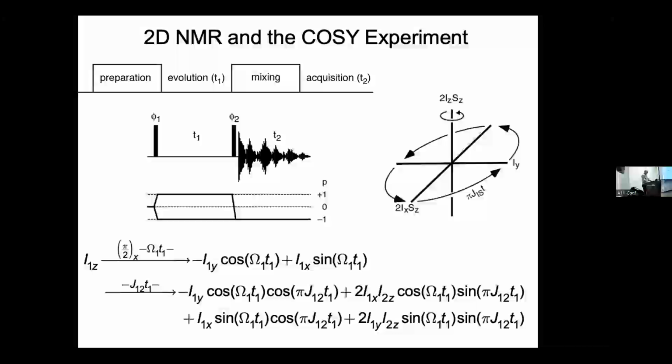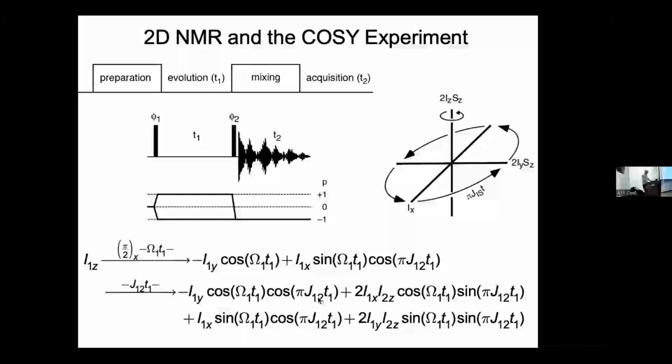IY will rotate towards the back here and give minus 2IXSZ. And then there's another picture for the evolution of the IX term. That picture is shown here. IX will evolve to give 2IYSZ. You can see the patterns. The transverse operator evolves just in a kind of normal right-handed sense. Under the scalar coupling, you pick up the SZ component or lose the SZ component of the coupling partner.